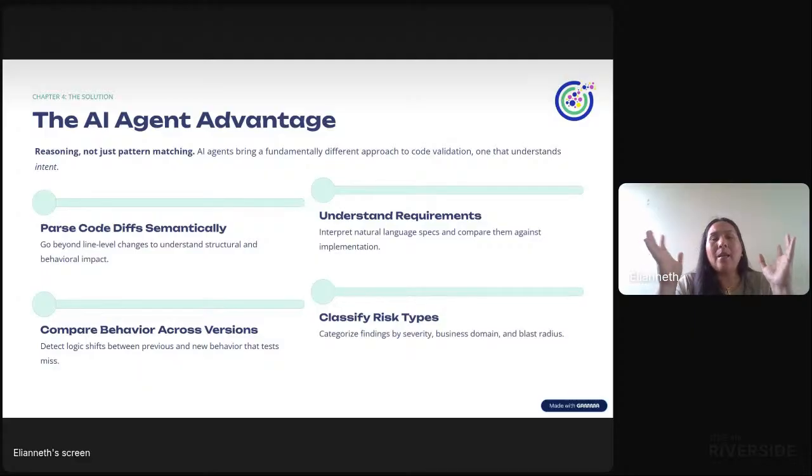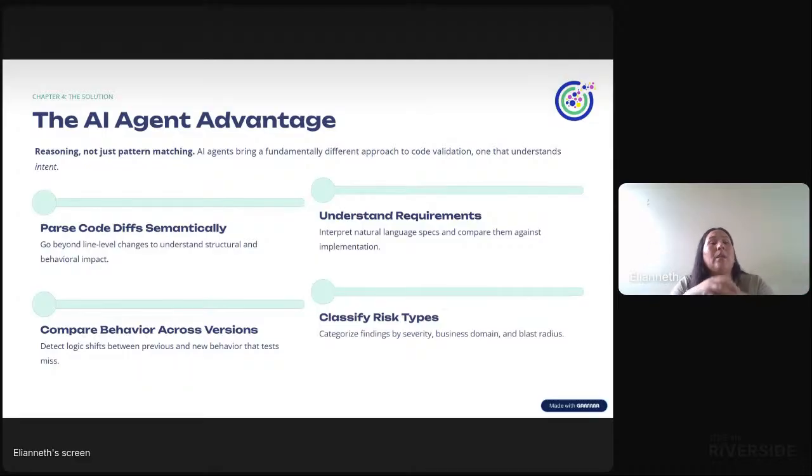So how exactly does this work and how has it changed the way that we are detecting logic bugs? The first thing is that they parse code semantically. Even traditional tests can say, okay, you added one line and deleted three lines, for example. But the AI agents can tell you that even if you change 20 lines of the code, the logic remains the same or is completely different, compared to the code in the past.